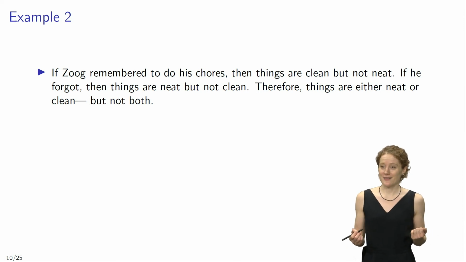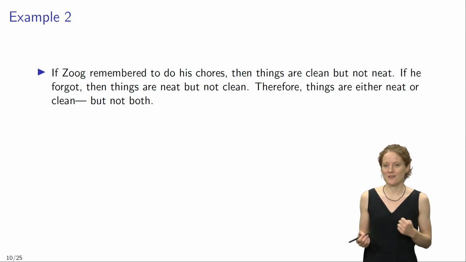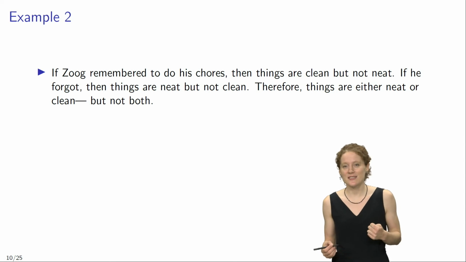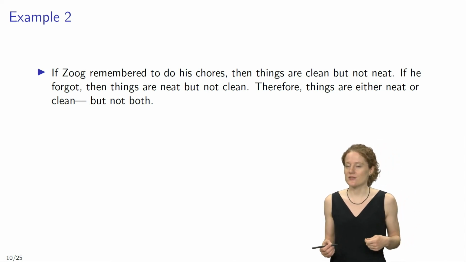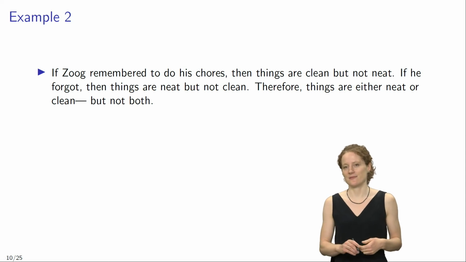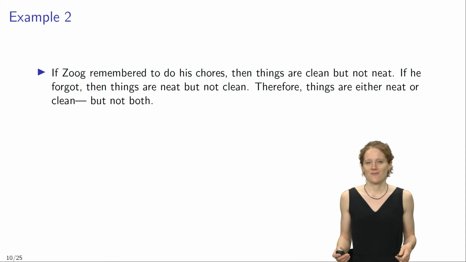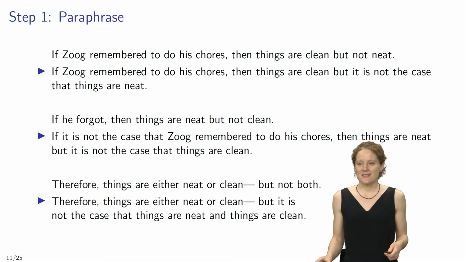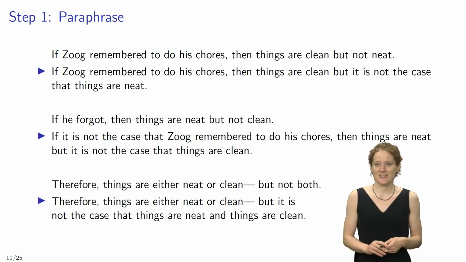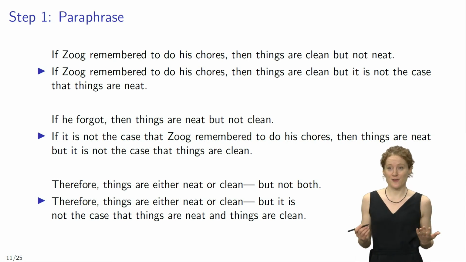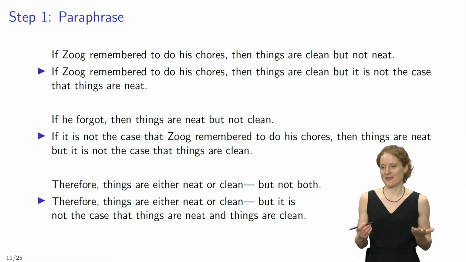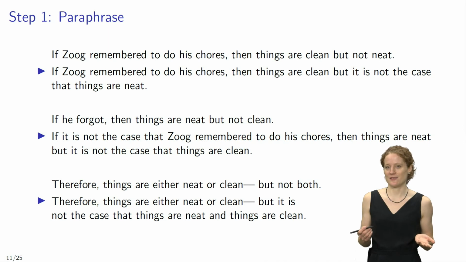We are again going to do two things. We are first going to symbolize this argument in TFL, and then we are going to construct a truth table which is going to allow us to assess its validity. So let's start with the symbolization, and step 1 in the symbolization process is to find a paraphrase which is going to make the logical structure of this argument transparent.